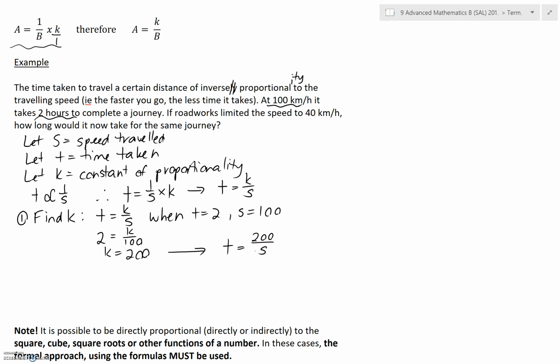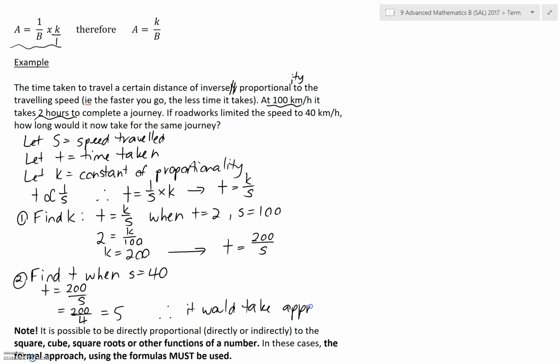So this will tell us the equation that we can use to solve the question it's actually asking, which is how long is it going to be when the speed is only 40 kilometers an hour? So in other words, find T when S equals 40. So let's do that now. T equals 200 over S. Sub in what we know, we don't know T, we're trying to find it, so it becomes 200 over 40, which of course is 5. So there's our answer. It would take approximately 5 hours. Now it's never going to be 100% accurate, it's only going to be an approximate at 40 kilometers an hour.